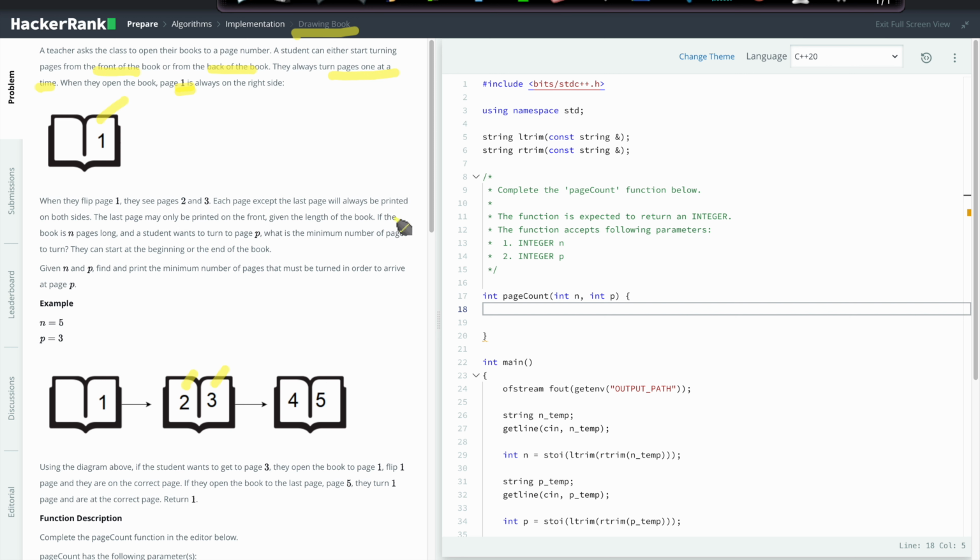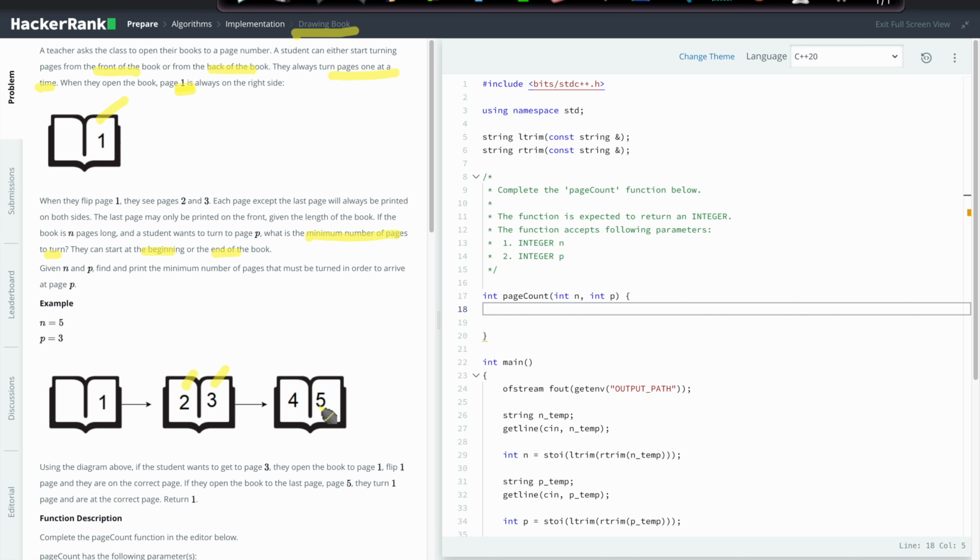Given the length of the book, the last page may only be printed on the front. If the book is n pages long and a student wants to turn to page P, what is the minimum number of pages to turn? They can start at the beginning or end, but we have to find out the minimum number of flips. So given n and p, find and print the minimum number of pages that must be turned in order to arrive at page P.